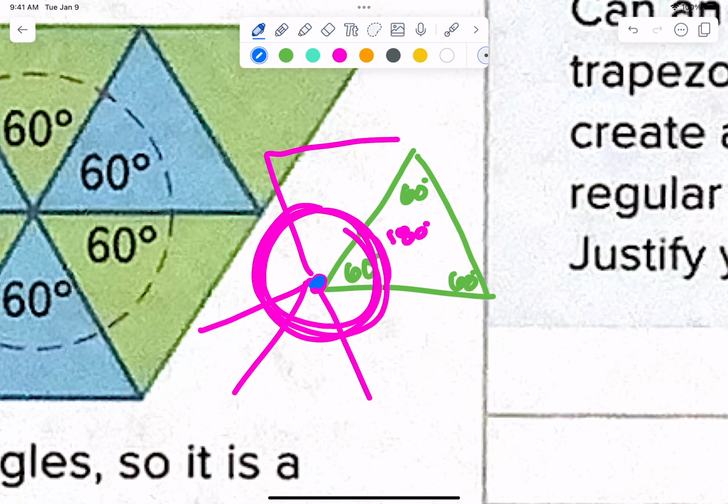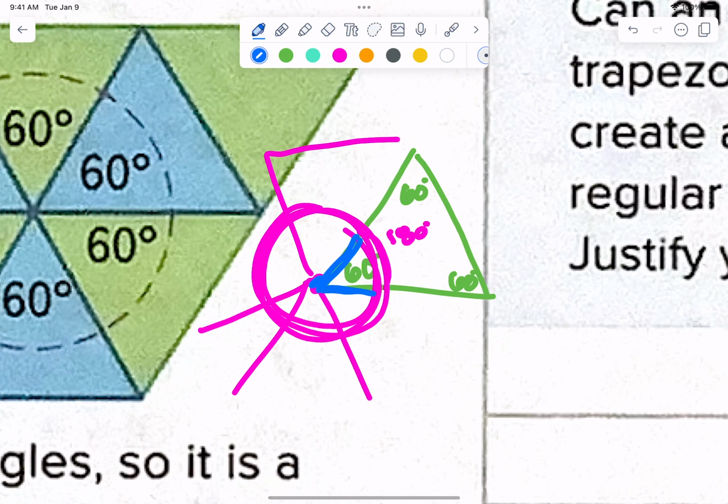Because it's a circle. One of the angles is 60, and if I put a bunch of them together, could they possibly make 360? How many? As many as I want to. I don't know how many. Could I fit a bunch of them together to make 360? Yeah. How do you know?